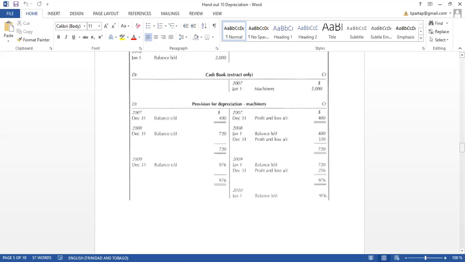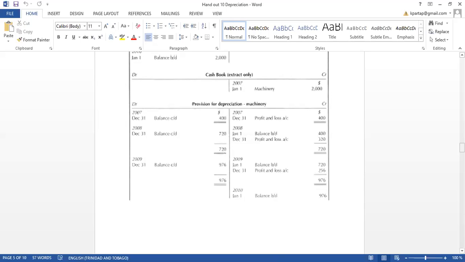When it is carried down in December, of course, it is brought forward into the next year. So January 1st, 2008, we bring forward the $400 on the credit side there. And then we have to add, at the end of the year, the charge for 2008. We worked out our depreciation before to be $320. That $320 will be charged to the profit and loss account.